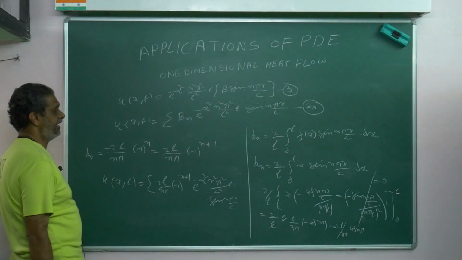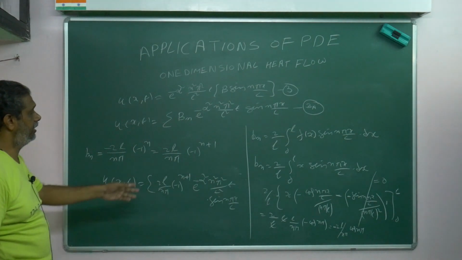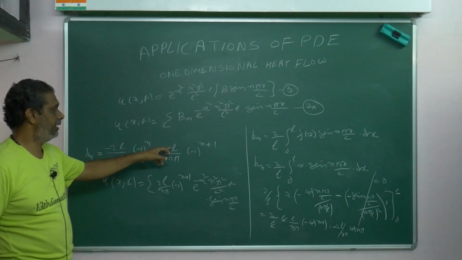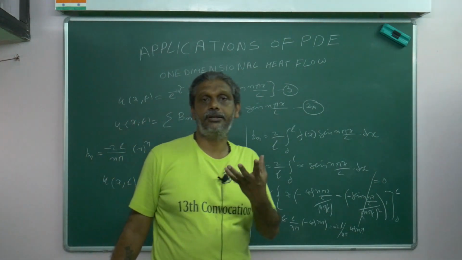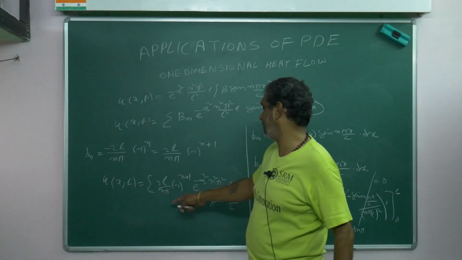Sometimes they may give 100x, 50x, 70x, some kx as the temperature. So x is common, and they may give some temperature 100x or kx. Then you can just multiply this answer by k, the same story.